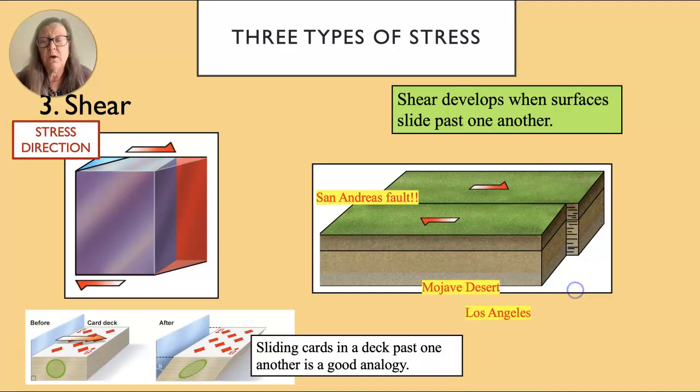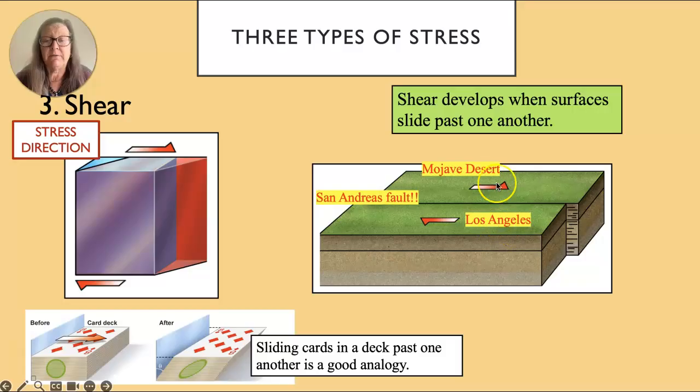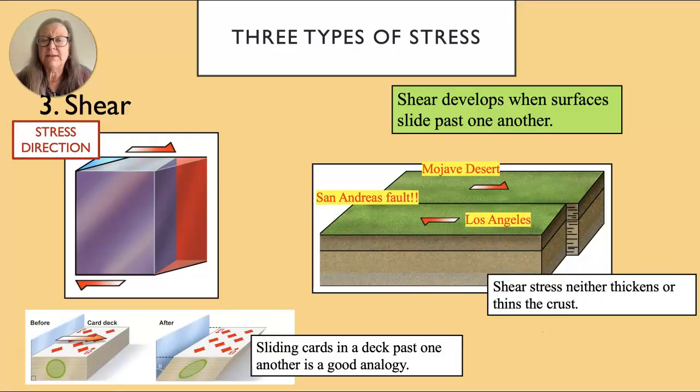Now you are in Los Angeles. The Mojave Desert, which we were just looking at, is on the other side of the San Andreas Fault. So in fact, the Mojave Desert is moving towards the southeast, and the Los Angeles area is moving to the northwest. Also, notice that shear stress does not thicken or thin the crust. Doesn't do either of those things.